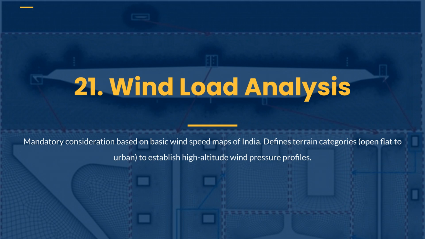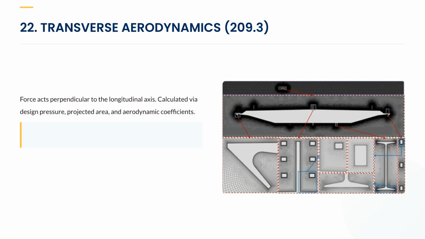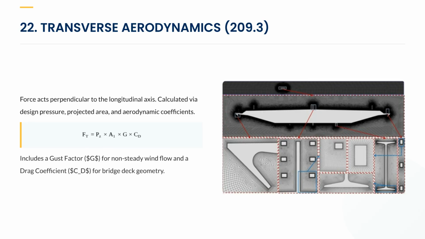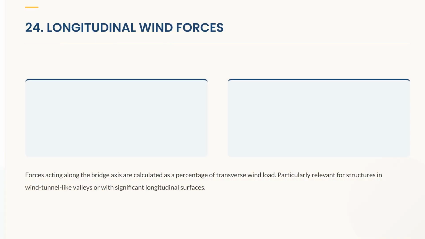It defines terrain categories to establish high-altitude wind pressure profiles for design. Transverse aerodynamics involve force acting perpendicular to the longitudinal axis. It is calculated using design pressure, projected area, and aerodynamic coefficients, including the gust factor and drag coefficient. Pier drag coefficients quantify wind flow resistance around substructure components. Streamlined shapes significantly reduce lateral loads on foundation.